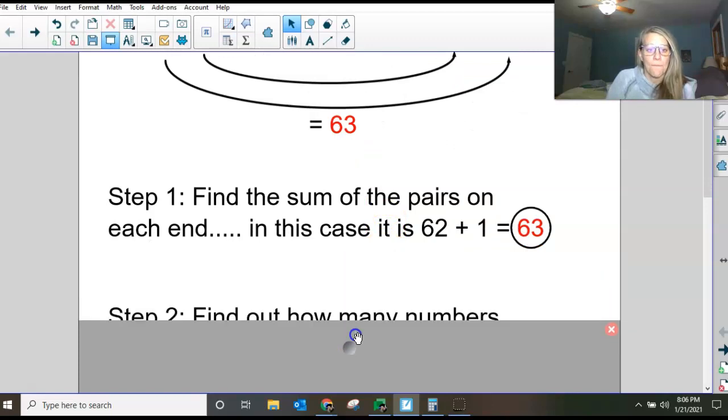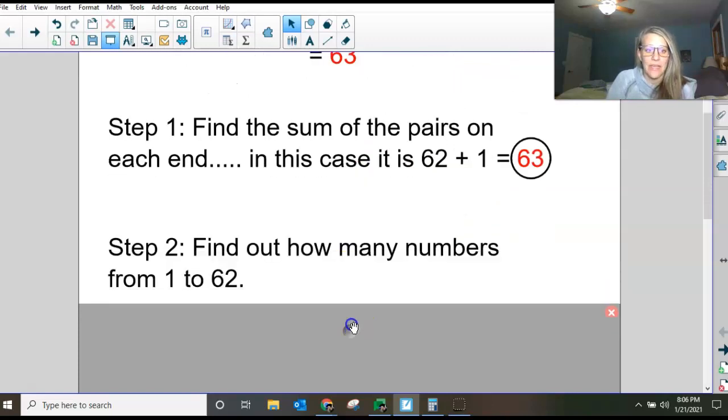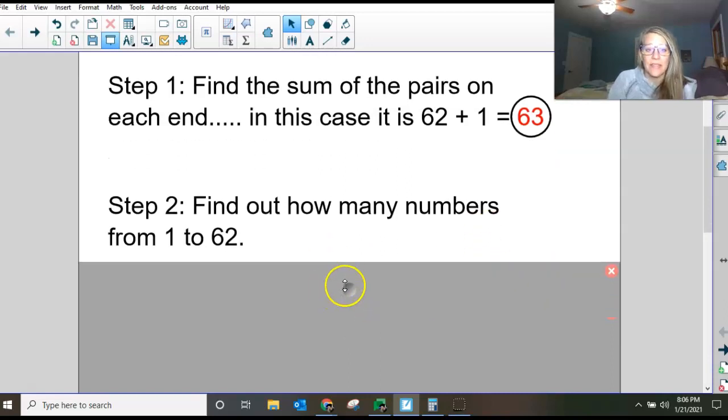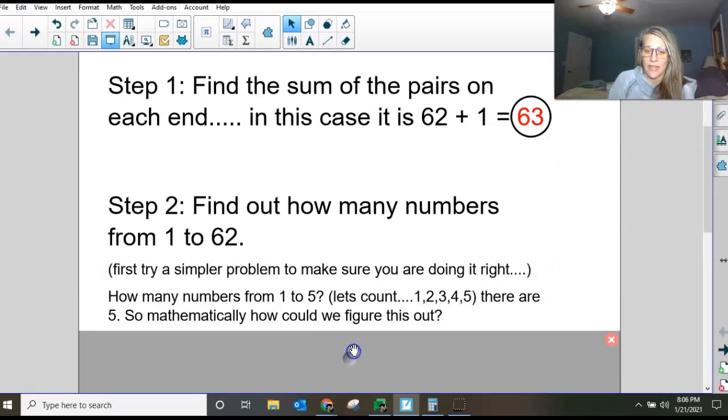Okay. Step two. Find out how many numbers are from 1 to 62. The best thing to do here is to try a simpler method. Just try a smaller number of numbers in order to figure this out. So just think of the numbers 1 through 5. Well, we can easily count that. So 1, 2, 3, 4, 5, we know there's 5 numbers through there.